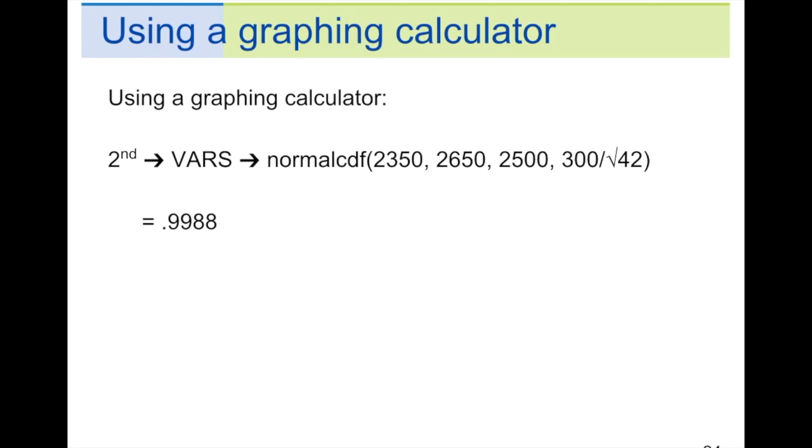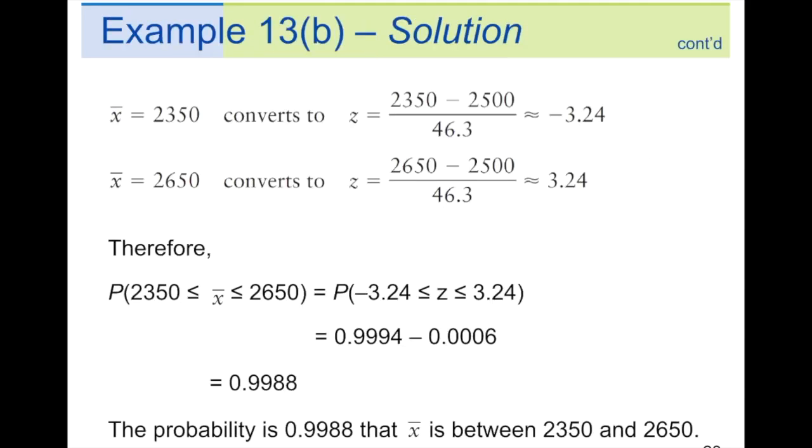Using your graphing calculator, second vars, normal CDF, 2,350, lower limit, 2,650, upper limit, 2,500, the mean, and 300 divided by the square root of 42, the standard deviation, which gives us 0.9988, which is the same as what we had here.